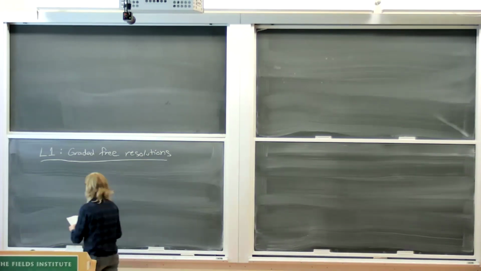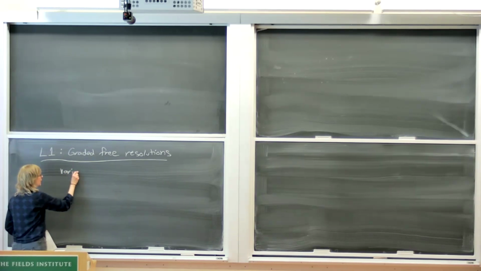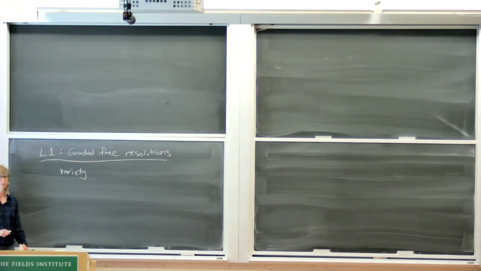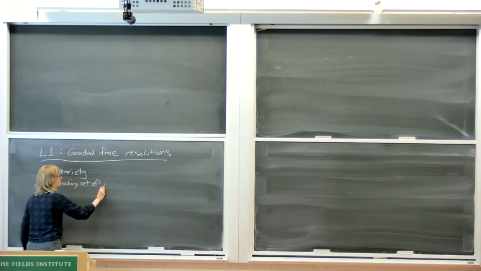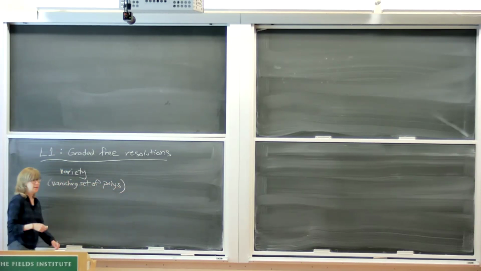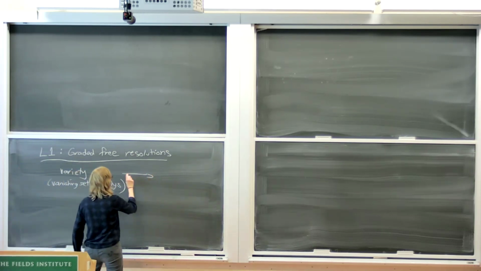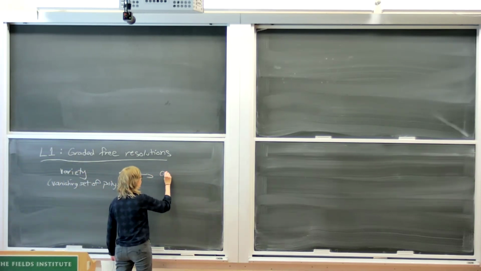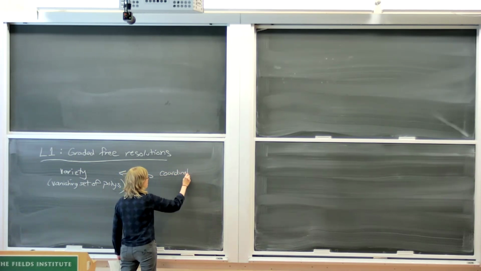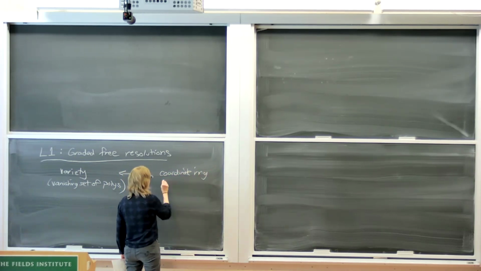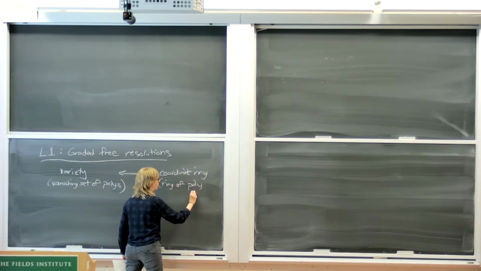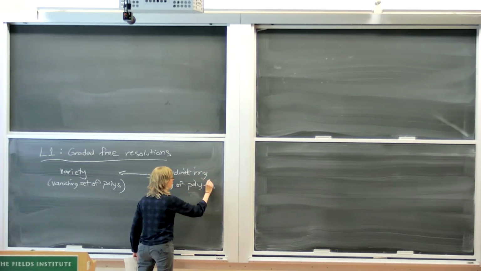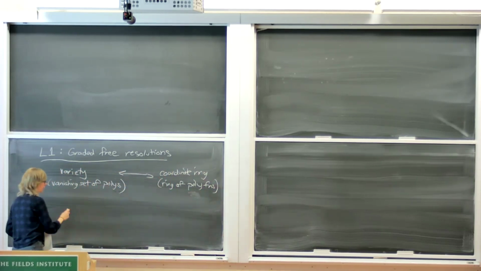To start with, in algebraic geometry, you study things called a variety, which is really the vanishing set of some given set of polynomials. And then on the algebraic side, you talk about the coordinate ring, which is really just the ring of polynomial functions on this variety.